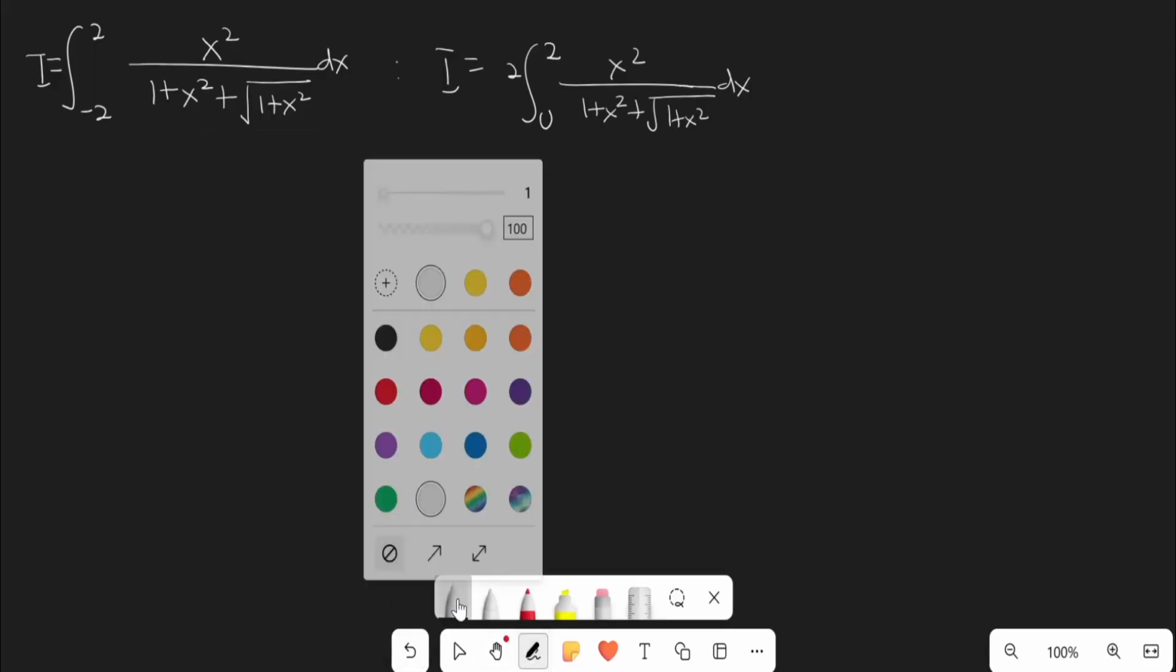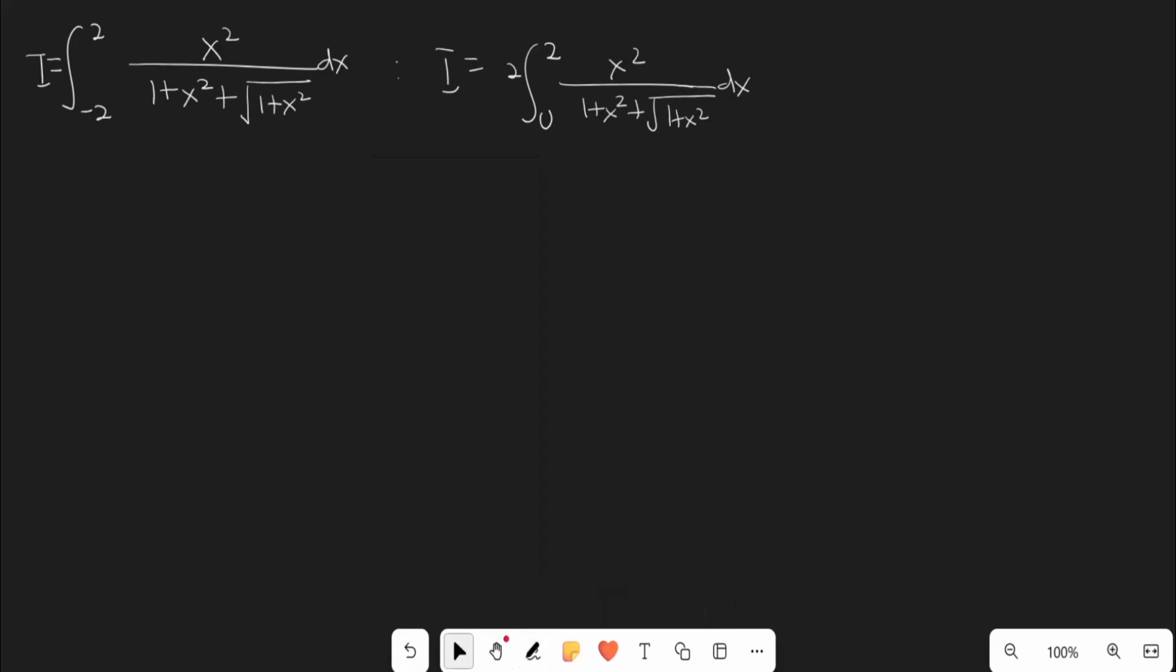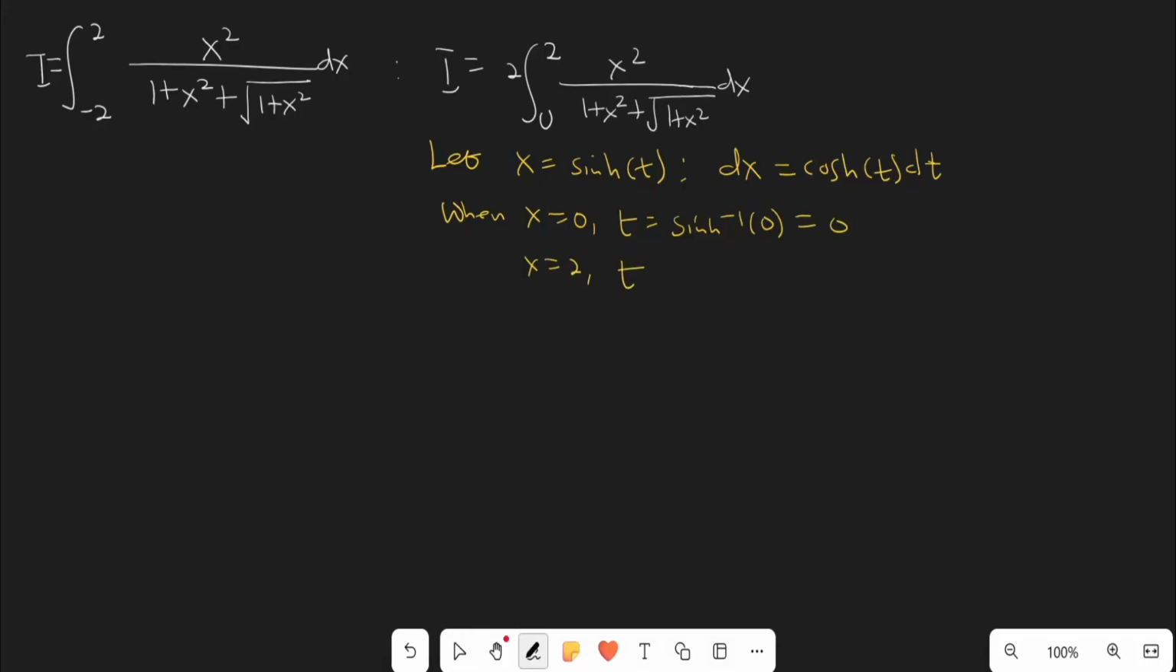So we can do a substitution here. We can let x be equal to the sine hyperbolic of t. So dx is going to be the cosine hyperbolic of t dt, that is the differential of the sine hyperbolic of t. So the change in limits: when x is equal to 0, t is equal to the sine hyperbolic inverse of 0, which is 0. When x is equal to 2, t is going to be the sine hyperbolic inverse of 2, which I will leave as it is.